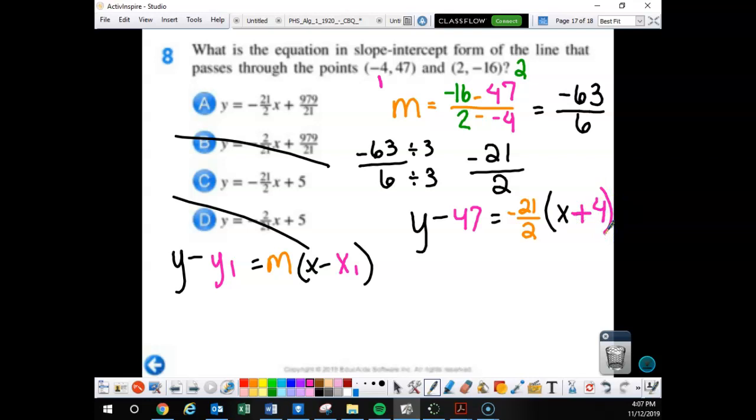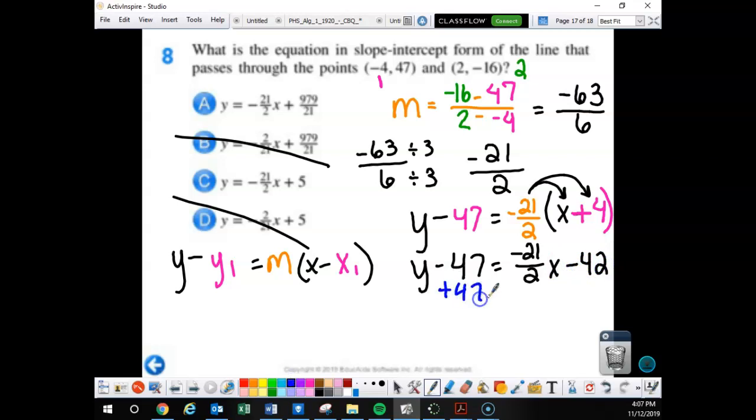Okay. And so if I distribute this, right, because these are in slope-intercept, so it's y minus 47 equals negative 21 over 2x. And then negative 21 over 2 times 4, if you do that, that's negative 42. And then my last step was just to add that 47. And then negative 42 plus 47 is obviously not going to be this. So C would be your answer. So go ahead and choose that. And that's your review. Okay.